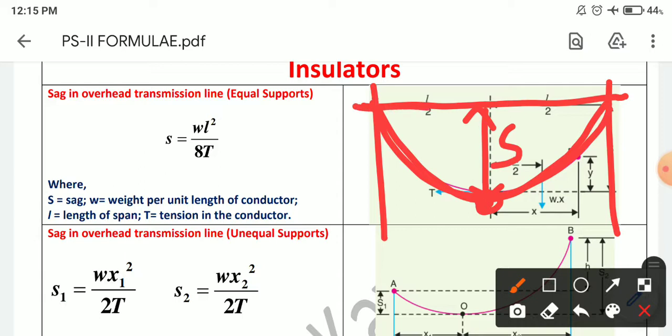So this is the level of support. That means at these points, A and B, we are connecting a transmission line, and this is the lowest point on the conductor. Therefore, the difference between these two is called sag.